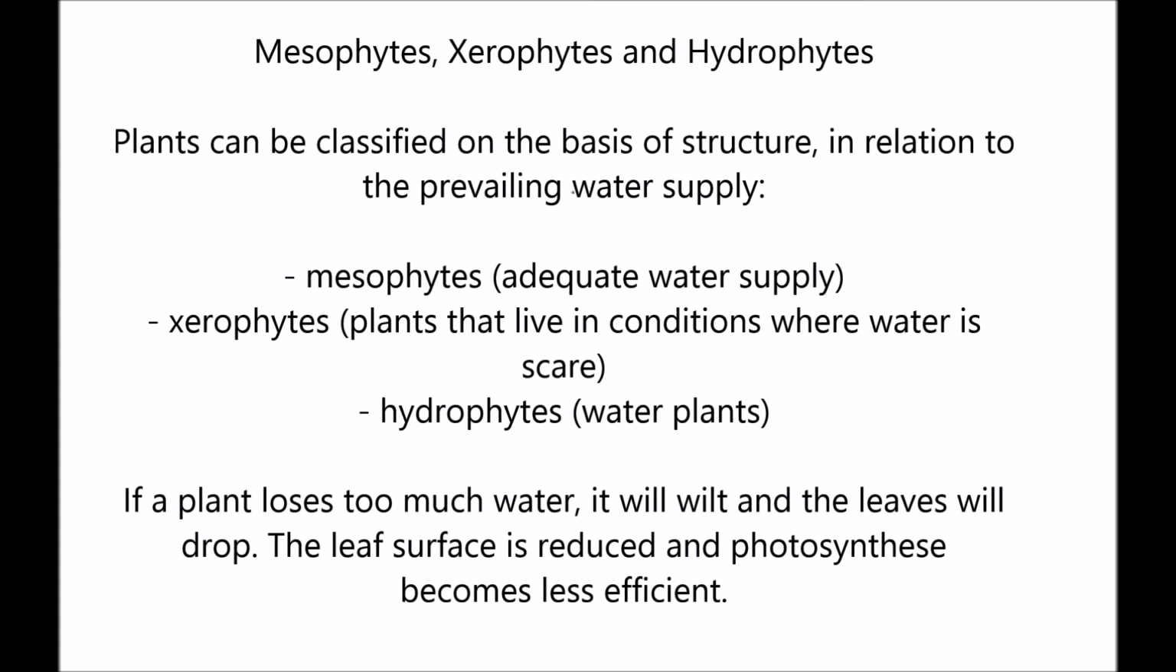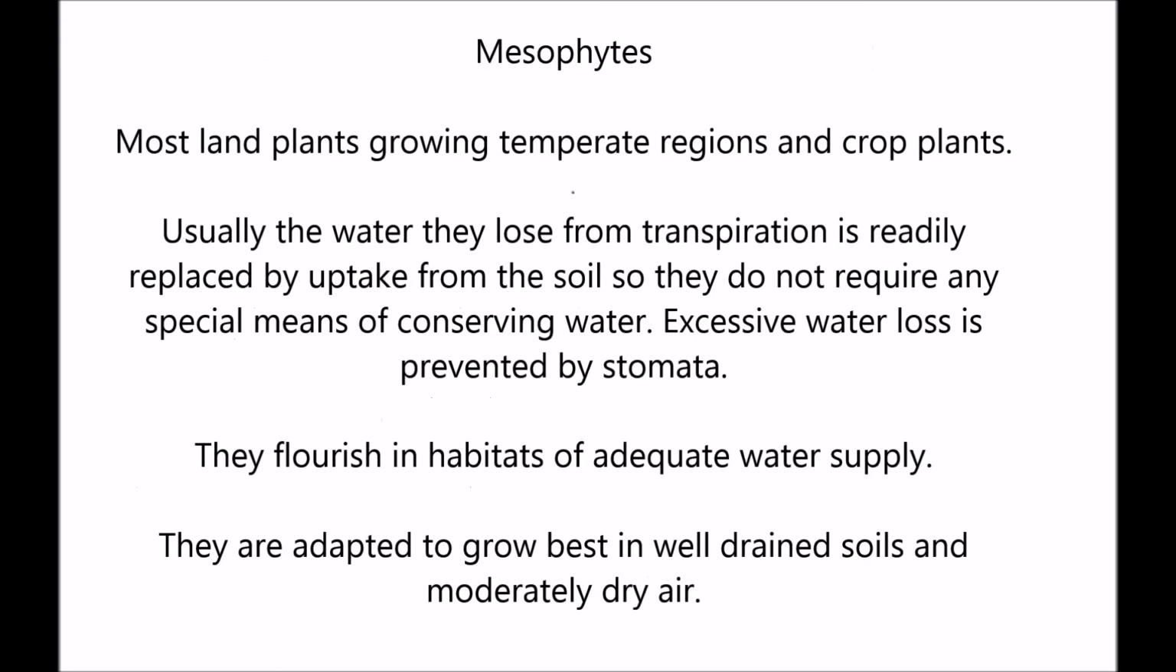Right. Plants can be classified on the basis of structure in relation to the prevailing water supply into three groups. Mesophytes: plants that have adequate water supplies. Hydrophytes: plants that have a lot of water. And Xerophytes: plants that live in conditions where water is scarce. If a plant loses too much water, the plant wilts and the leaves drop. The leaf surface is reduced and photosynthesis becomes less efficient.